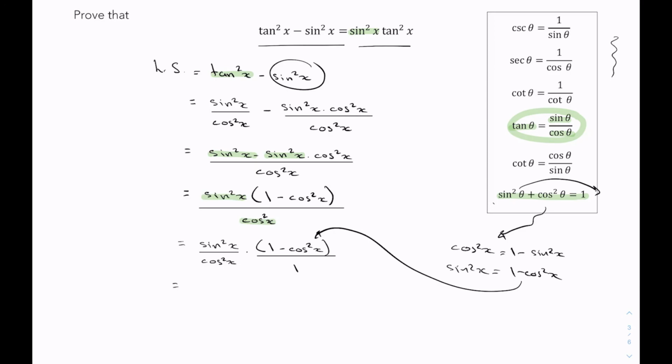So I'm left with sine squared over cos squared, that's going to give me tan squared x, times 1 minus cos squared x, which is the same as sine squared x, so times sine squared x. And lo and behold, just to make sure it matches completely with what I have in my question, I'm just going to commute the factors, and that's equal to the right side. And that completes our proof once again.